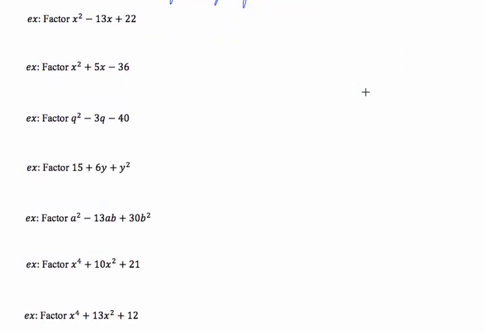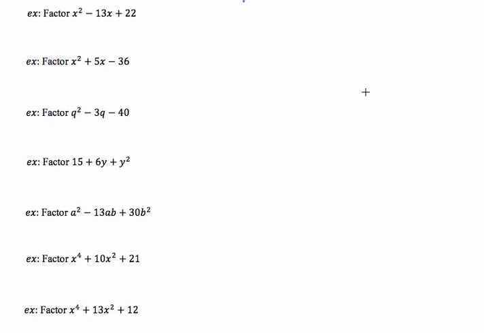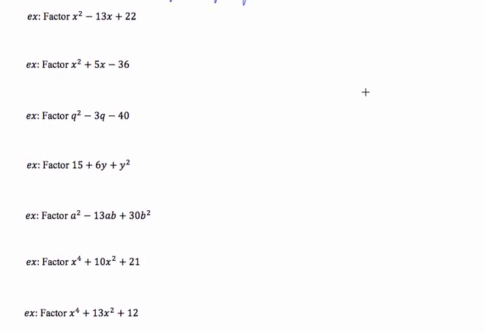The process is the same, you just have negatives going around, so it's slightly different. But the process is the same. So again, if this factors, it'll factor into a product of two binomials. So we set up the parentheses. The first two terms have to multiply to x squared, so let's try x and x. The last two terms have to multiply to 22.